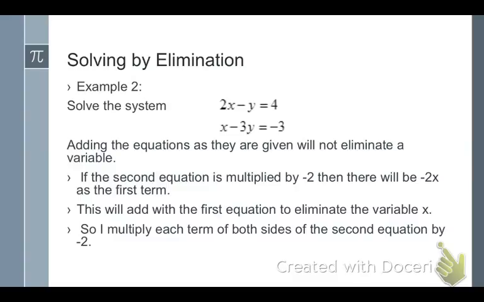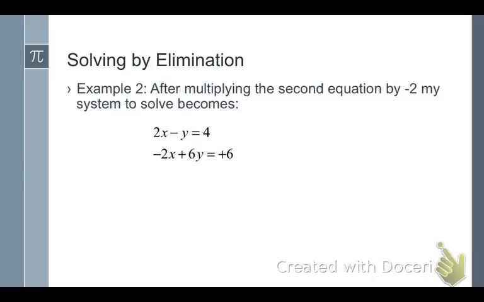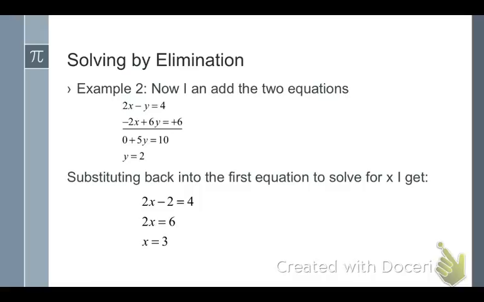So I multiply each term of both sides of the second equation by negative 2, and that goes back to what I said in one of the very beginning slides, is I still have a true statement, and it still really represents the same relationship. So when I do that, I get a negative 2 times 1 becomes negative 2x plus 6y equals 6. So I multiplied that bottom equation by negative 2, and that becomes my new second equation. That's now the problem I'm working with. Now I can add the two equations, and I see I get 5y equals 10.